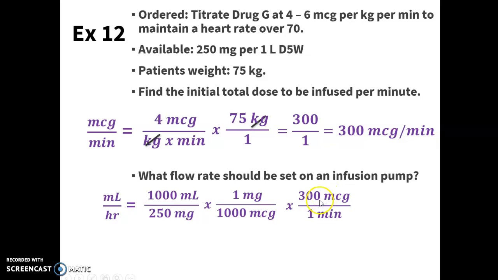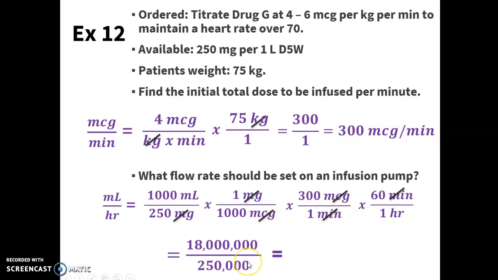Now, are we done? No. Milligrams cancel, micrograms cancel, but we have milliliter on top of minute, and we need milliliter on top of hour. So we are going to need that last conversion in there, that 60 minutes is going to take 1 hour. Okay, so now that should all work out. We can multiply the top, multiply the bottom, and divide. We should wind up with 72 milliliter per hour. So we set that up for our patient, that their IV pump is running at 72 milliliters per hour.